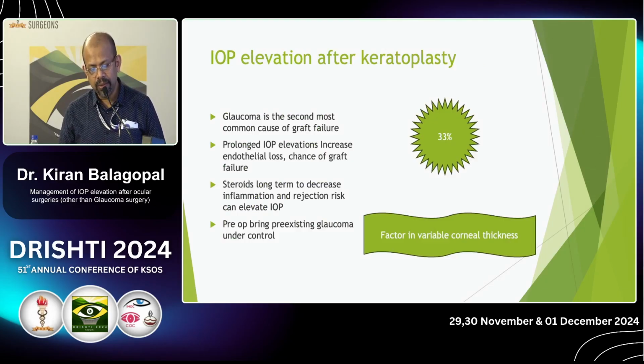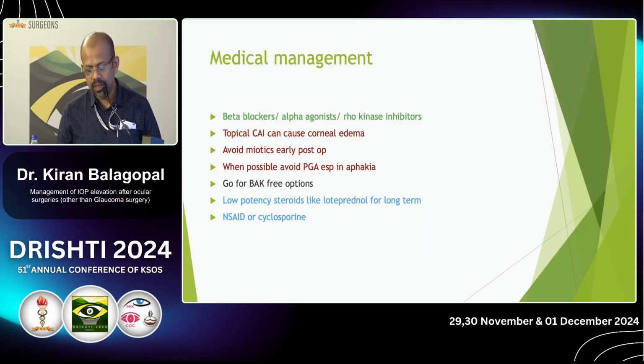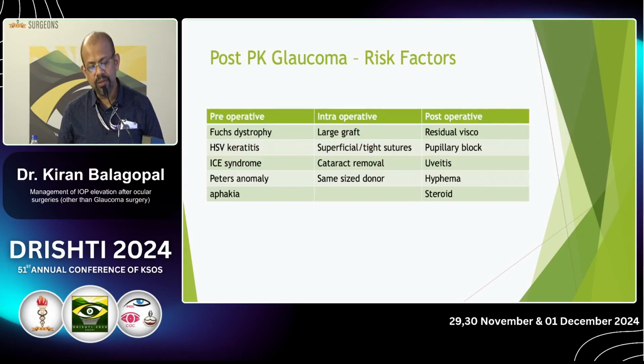But here the important thing is the corneal thickness may be variable. So applanation may not give you a correct picture always. So Tonopen may be a good idea. There are many risk factors like already mentioned, but here one unique risk factor is the suturing. Superficial sutures, tight sutures, or same sized donor, large graft, etc. These can cause compression and collapse of the trabecular meshwork, and that can lead to glaucoma.